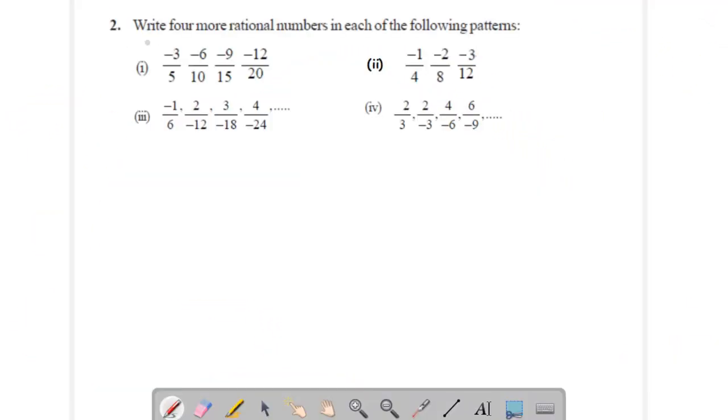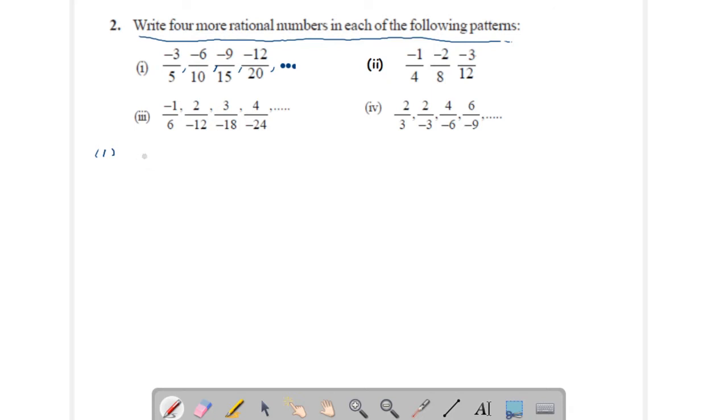Now come to question number 2. Write 4 more rational numbers in each of the following pattern. Say first part, it is minus 3 upon 5, minus 6 upon 10, minus 9 upon 15, minus 12 upon 20, and so on.